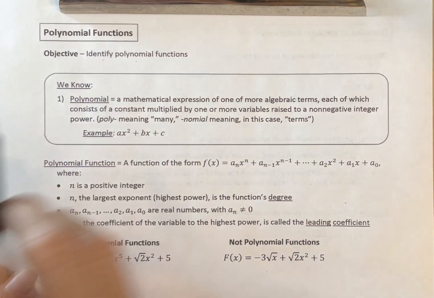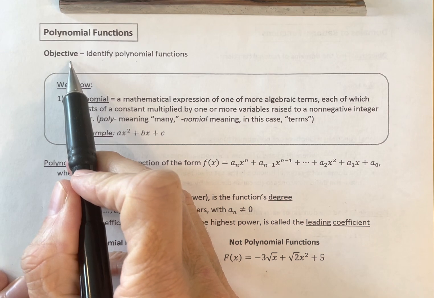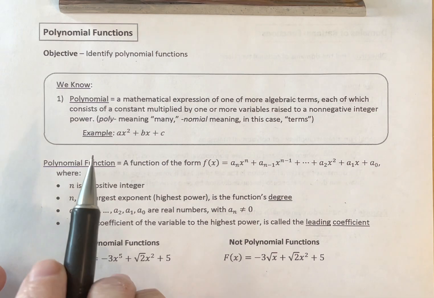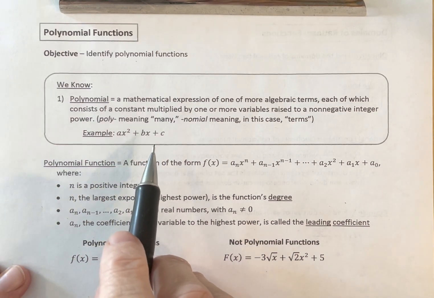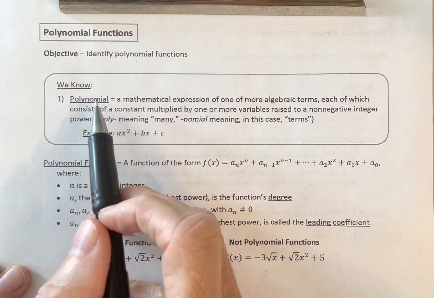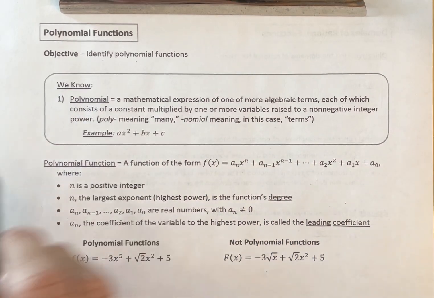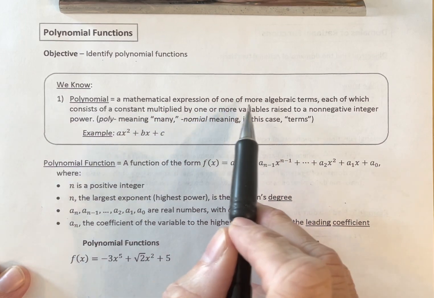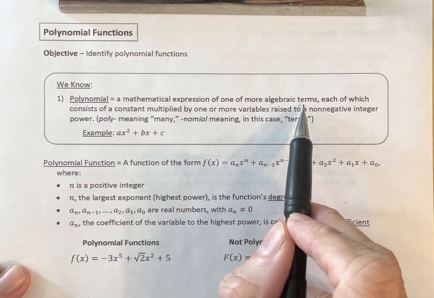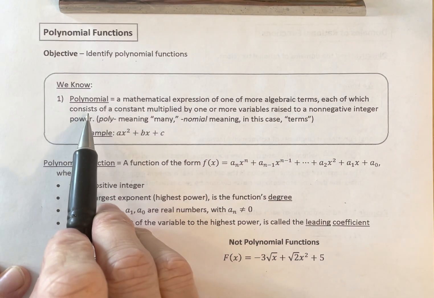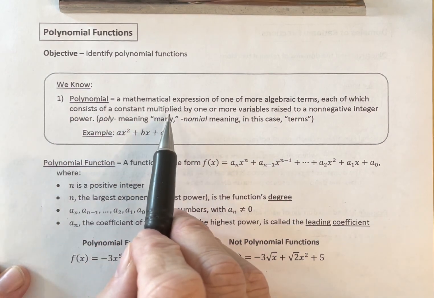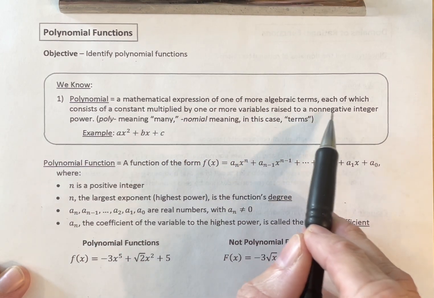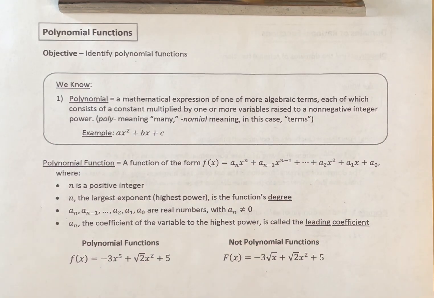Polynomial functions. Our objective in this video is we want to identify polynomial functions. Well, let's start off by discussing what we already know. We already know what a polynomial is. A polynomial is a mathematical expression of one or more algebraic terms, each of which consists of a constant multiplied by one or more variables raised to a non-negative integer power.